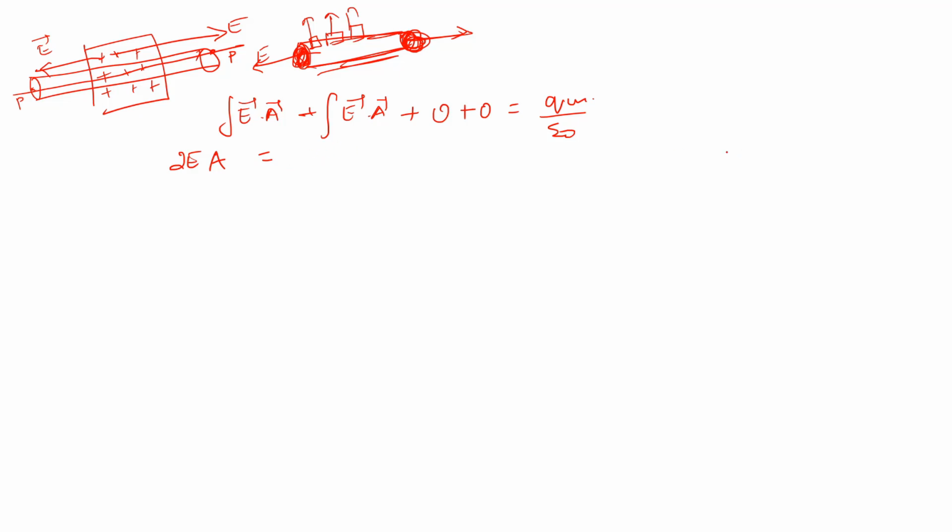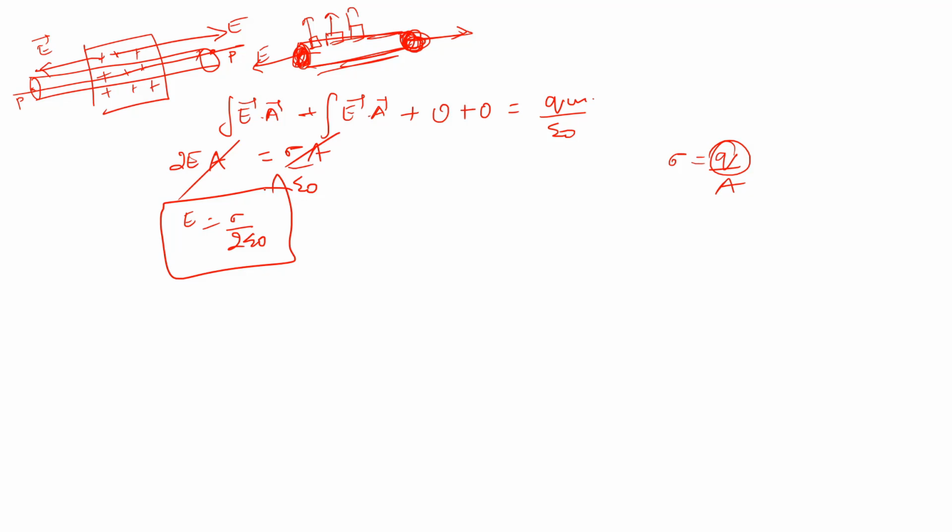You know sigma is equal to charge upon area. So we can write Q is equal to sigma A. So E times 2A is sigma A upon epsilon naught, and A cancels. So E is equal to sigma upon 2 epsilon naught. So we know the electric field due to a disk and due to an infinite plane also.